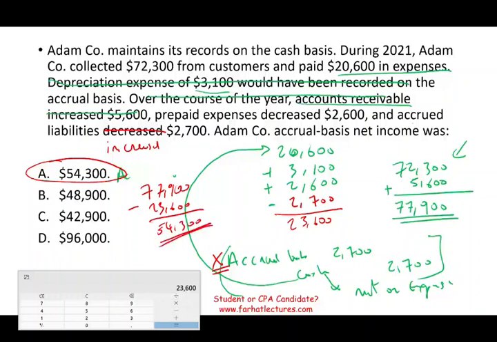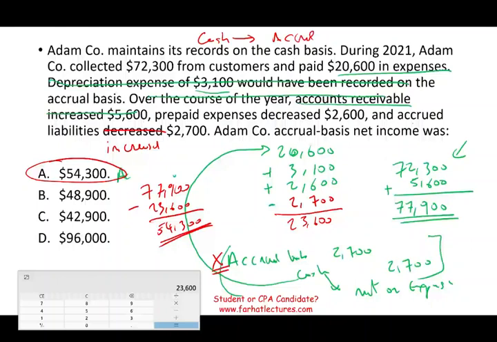Now I doubt that they will give you a multiple choice that's this long on the exam day. They may give you fewer accounts to worry about, not three, because here we adjusted one, two, four accounts we had to worry about. They might, but I doubt it. But you still have to be very comfortable with this accrual to cash basis. Here what we did is we went from cash to accrual, which is something you have to know.